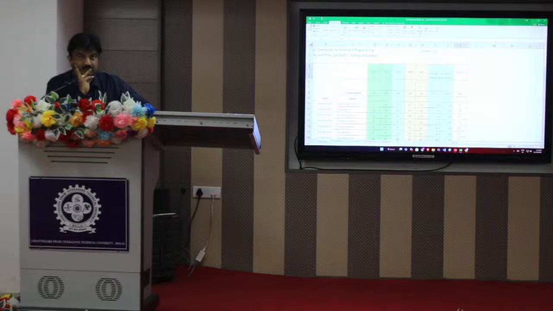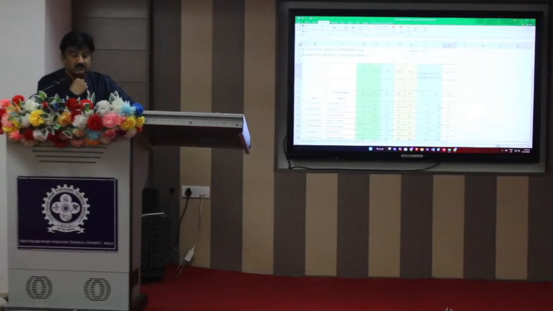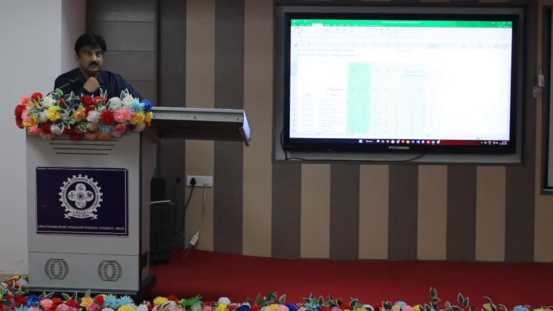CO attainment will not come within a day. Please understand all the formula. It is very easy to do. If you don't have CO wise marks, please replicate the same marks for all COs, and the maximum marks are the same for all COs. After that you will get all the attainment.